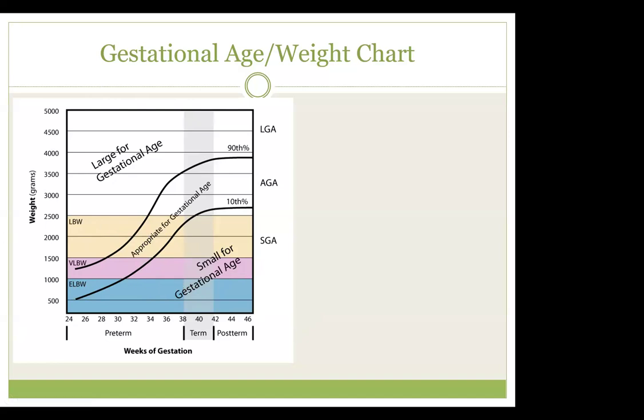80% weigh within normal limits, or they're called AGA, appropriate for gestational age. Okay, so that's 80% of babies born. If they fall below the 10th percentile, so 10% or below, they are called small for gestational age. If they are above the 90th percentile, then they are large for gestational age. It's just a classification. Many of the preemies, you'll see them. They're SGA, small for gestational age.